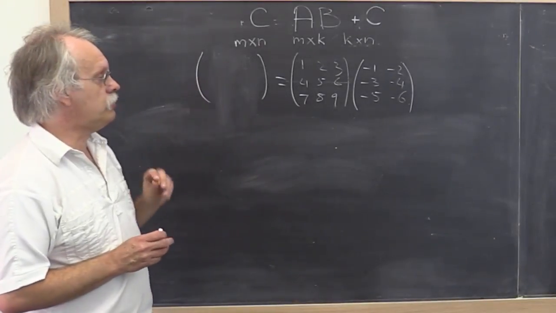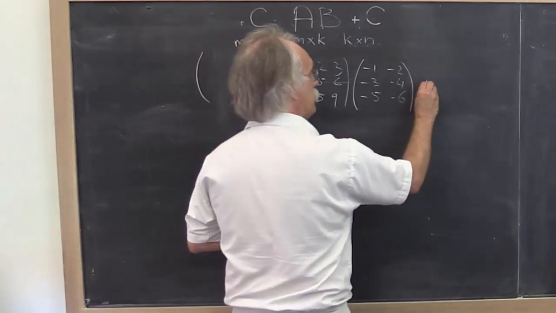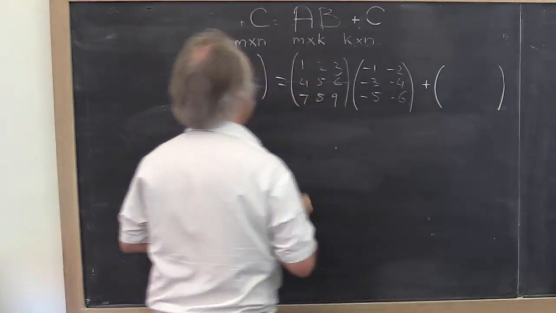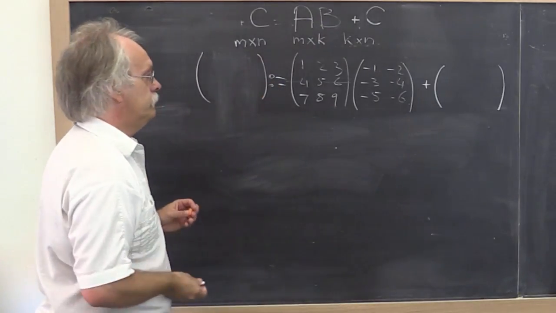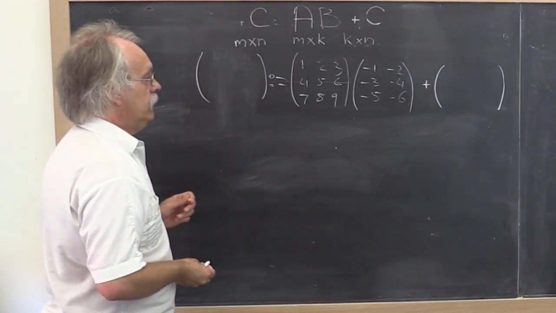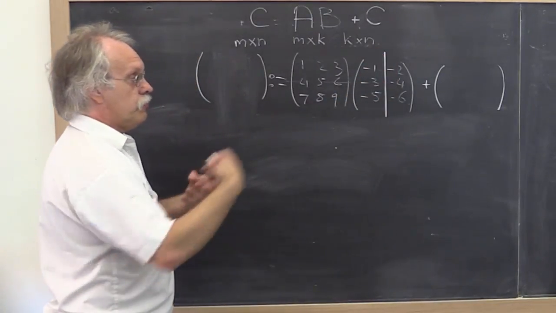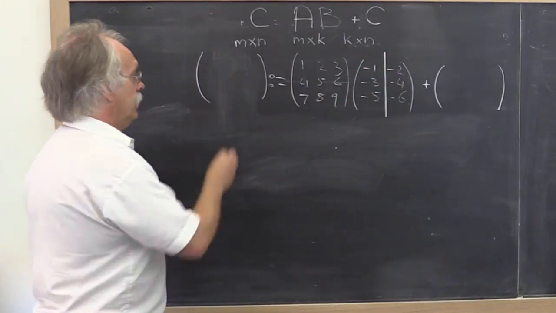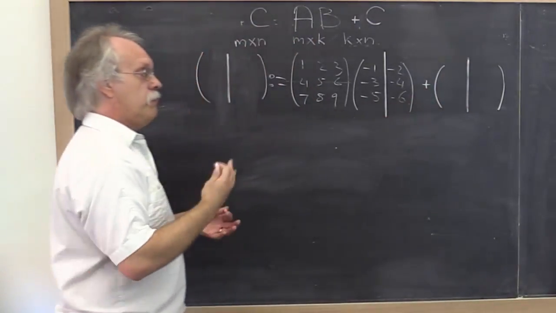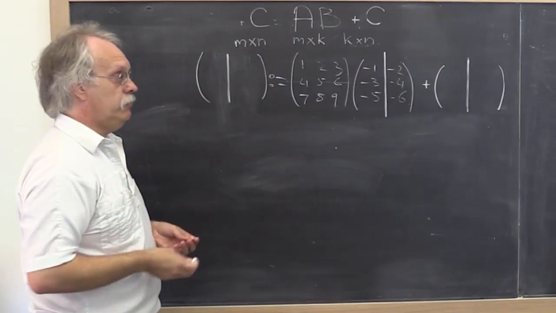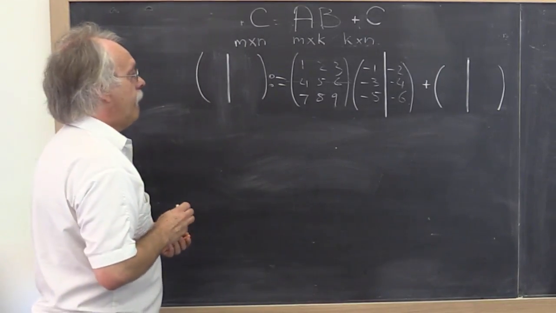So let's look at how C is actually computed. And notice that we are adding C to the result, so we might put a colon equal here. Let's think of B as being two columns. In general, of course, you would have more columns. And let's think of C as having two columns. The bar here separates the left column from the right column. In general, bars would separate the different columns.